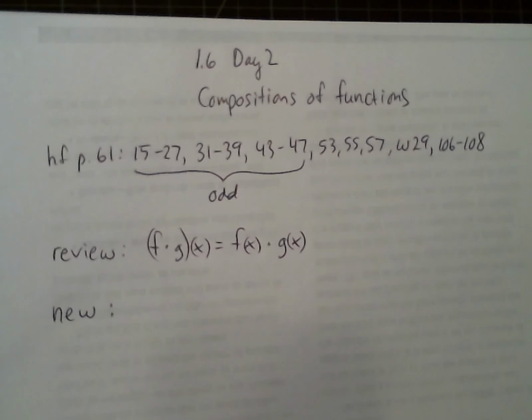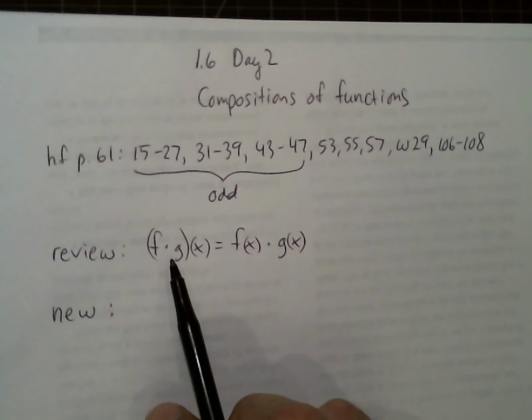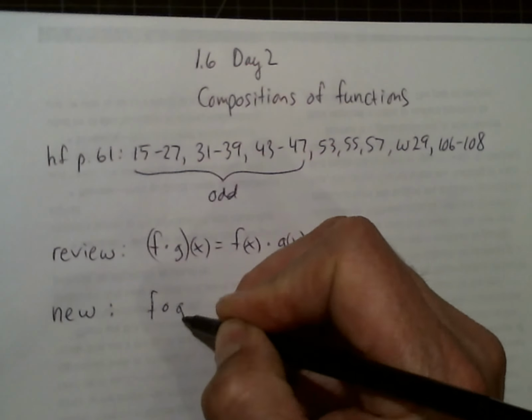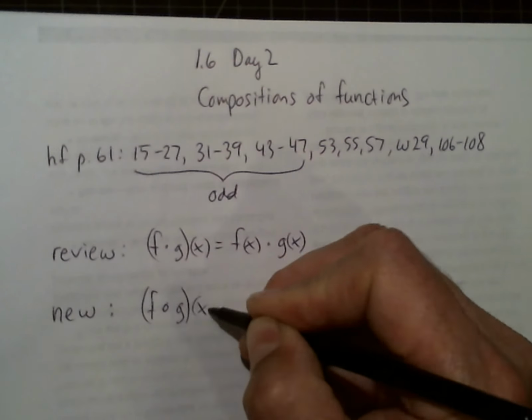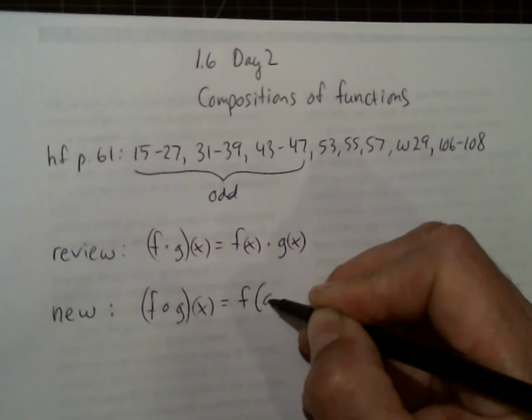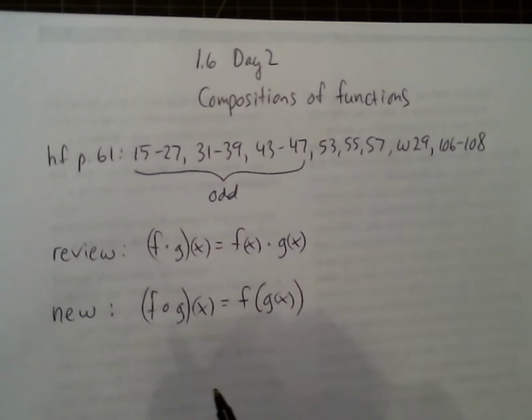All right, 1.6, Day 2, Composition of Functions. In the last lesson, we saw combinations. This is multiplication. And today we'll see something that maybe looks similar, but it's just a circle instead of a dot. And this means f of g of x. And that's just two different ways of writing it.